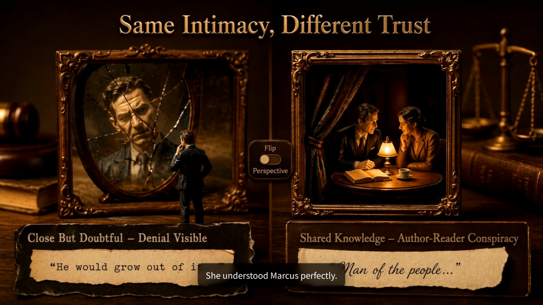She understood Marcus perfectly. Every teenager went through this phase. The moods, the secrecy, the irrational anger. He would grow out of it. He had to. Because the alternative, the possibility that she had somehow failed him, that her choices had damaged something irreparable, no. That was not possible. The closeness is identical, but now we doubt her assessment. The denial is visible right there on the page.